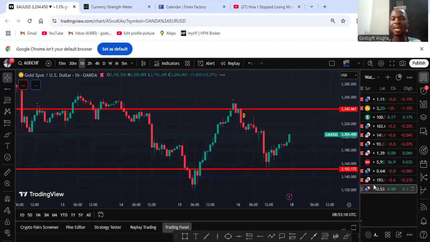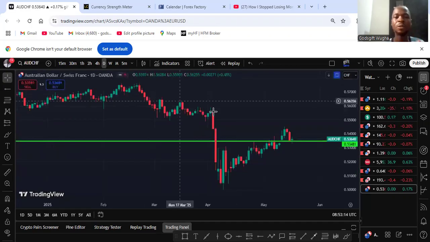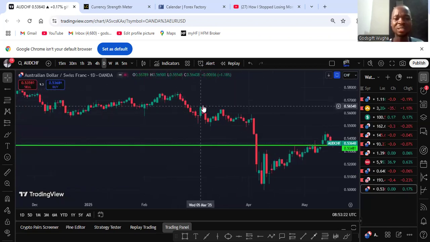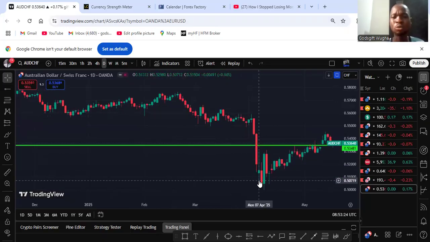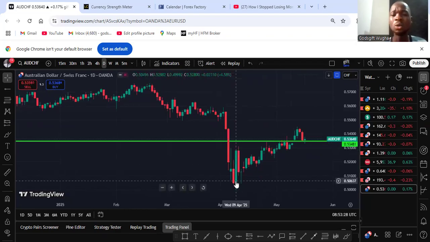Now, the last pair I want to talk about is USD CHF. This is the daily time frame. This market is in a clear downtrend, which you can see very well. The market is going lower highs, lower lows, and drop. And then after it broke the support, which is now a resistance, look at what the market did. Look at this aggressive candle that came in.